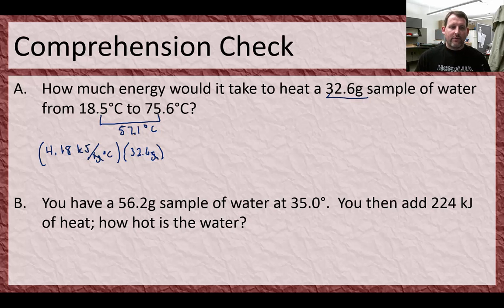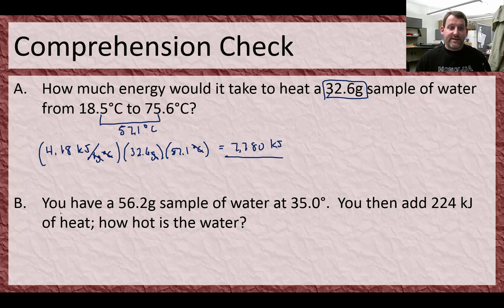And then I'm like, oh, and that would be the amount of energy it takes to go 1 degree Celsius, but I have to go 57 times that. So I would then multiply by 57.1 degrees Celsius for how much temperature change there is. That would take care of my degrees Celsius, and I'm just left with kilojoules. So I just do equals. When I multiply those together, I'm going to need 7,780 kilojoules of energy to raise 32.6 grams of water from 18 to 75. So that's a lot of energy.